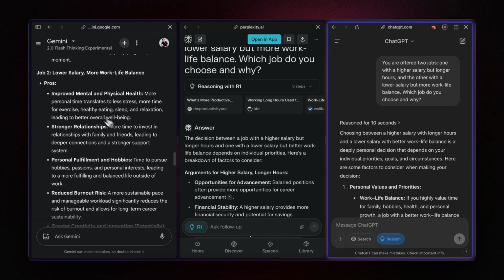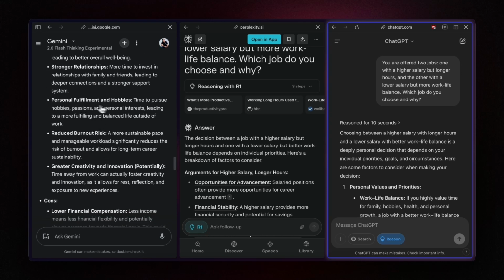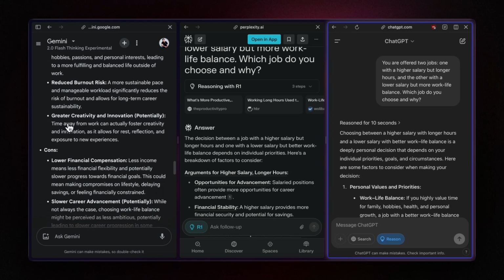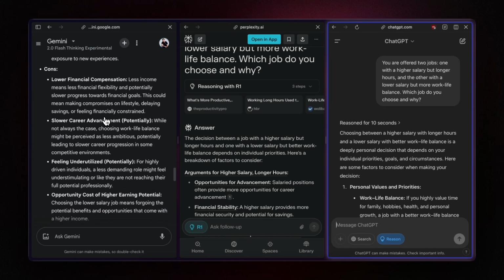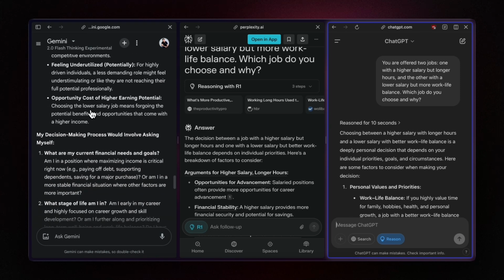Lower salary would be improved work-life balance. Pros would be improved mental and physical health, strong relationships, personal fulfillment and hobbies, reduced burnout risk, that's true, greater creativity and innovation. Cons would be lower financial compensation, slower career advancement, feeling underutilized, all of that.